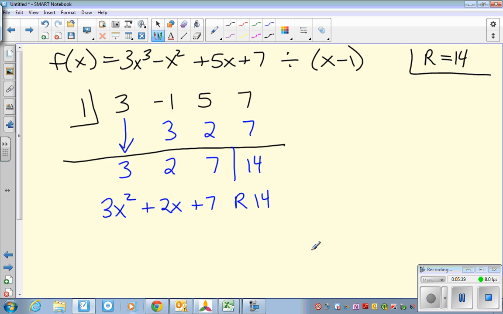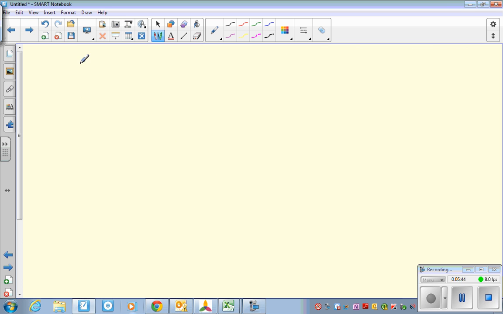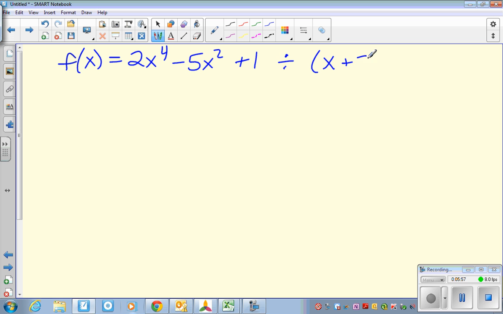So to give you guys just another example, now let's do f of x equals 2x to the 4th minus 5x squared plus 1, and divide this by x plus 2. So in this situation, notice how this is no longer minus. So I'm going to set this up x minus root. This has to be x minus a negative 2. I'm going to put negative 2 in the box.